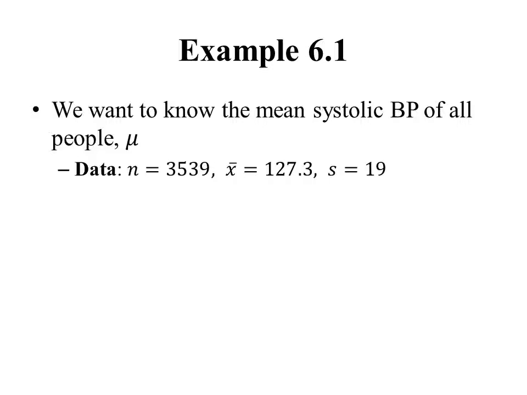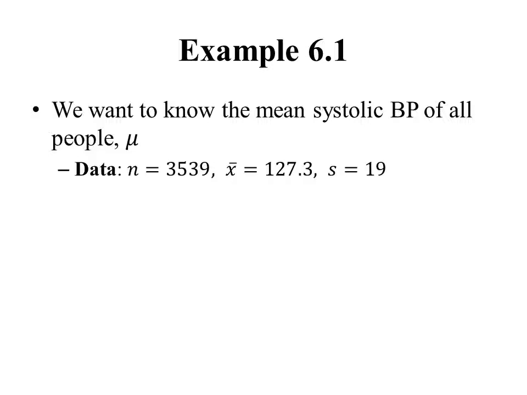So let's start off by looking at example 6.1 from the book. Now this is obviously from chapter 6, but we're going to use it to illustrate some ideas. Suppose that we want to know the mean systolic blood pressure of all people, and let's call that number mu. Well, in order to find the exact value of mu, I'd have to go out and get information from every single person in the United States, I guess. Take their blood pressures, add them up, divide by the number of people, and that would give me the exact value of mu. Well, that's obviously impossible to do.